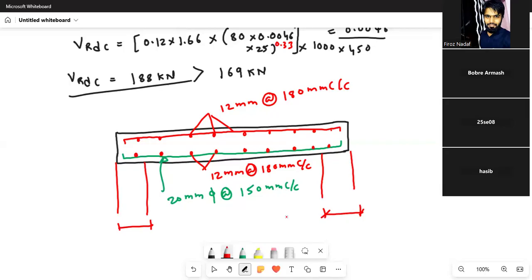If you have any question you can ask. You have completed the design of the culvert. Again, go back to the recording, see all the videos, and you will learn this. This video is also recorded. I will upload this in the drive.